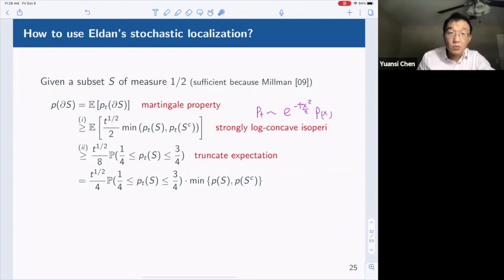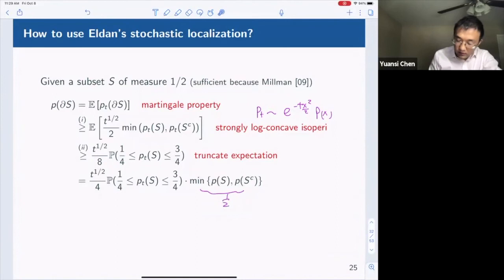Okay. So we observe that the transform density is easy to prove the isoperimetric inequality. And then to get from the second line to the third line, we just truncate the expectation of this minimum, this quantity. So as long as this PTS is close to the range 1/2, like this probability is bounded, we have control on this expectation of the minimum of these two quantities. And then since this is just 1/2, right? So we basically have a boundary measure that is larger than something times the minimum of these two measures.